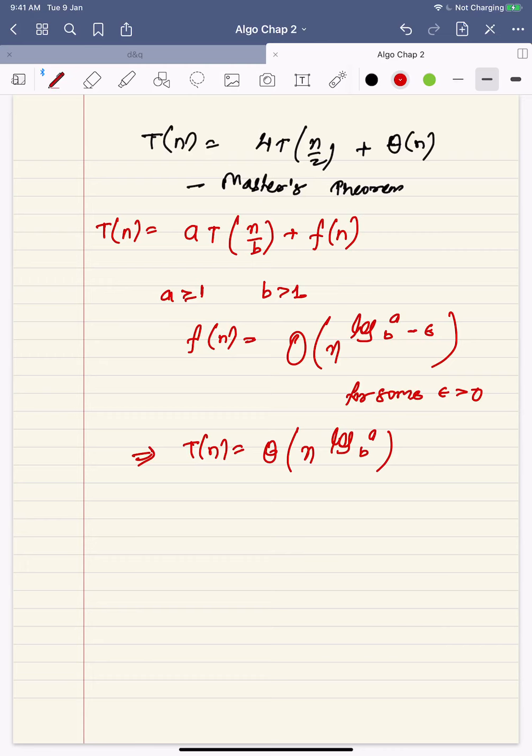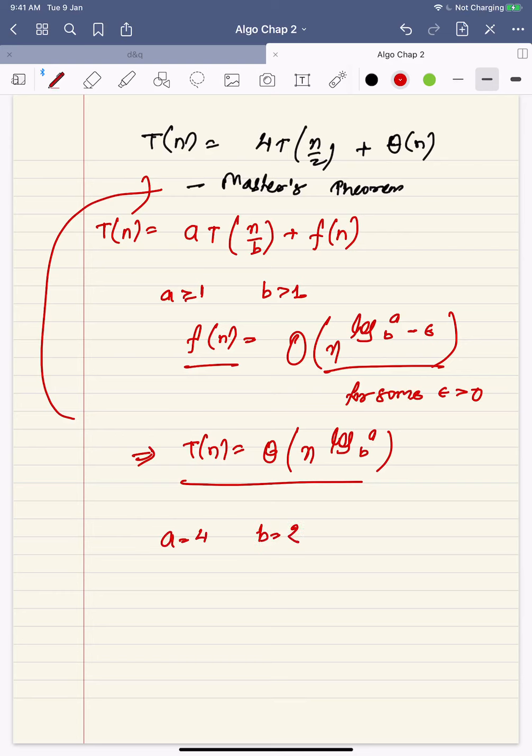So that means this f(n) has to be strictly smaller than this quantity, n to the power log a to the base b. Then you can write this. So let's try it over this particular recurrence. What is a? a is 4 and b is 2. Let's first compute this quantity: n to the power log 4 to the base 2, that is n squared, and f(n) is theta n, that you can say something like Cn.